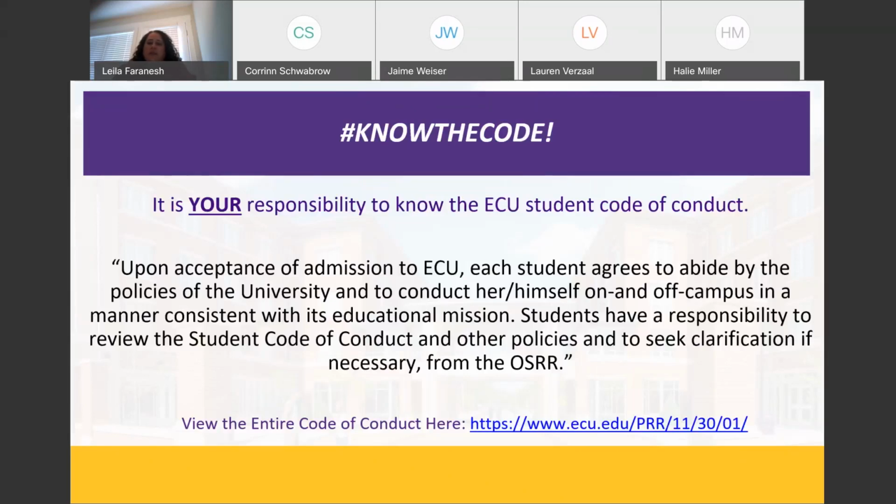It is the student's responsibility to be aware of the ECU Student Code of Conduct. And once a student has accepted their admission, they agree to abide by the policies of the university and to conduct themselves on and off campus in a manner consistent with our mission. Students have a responsibility to review the Student Code of Conduct and other policies and to seek clarification if necessary from our office. The entire code can be found at that link below, but the easiest way to get there is to go to the ECU website, type in our office name, and then our Code of Conduct is posted on there, or a link to it, as well as the process.